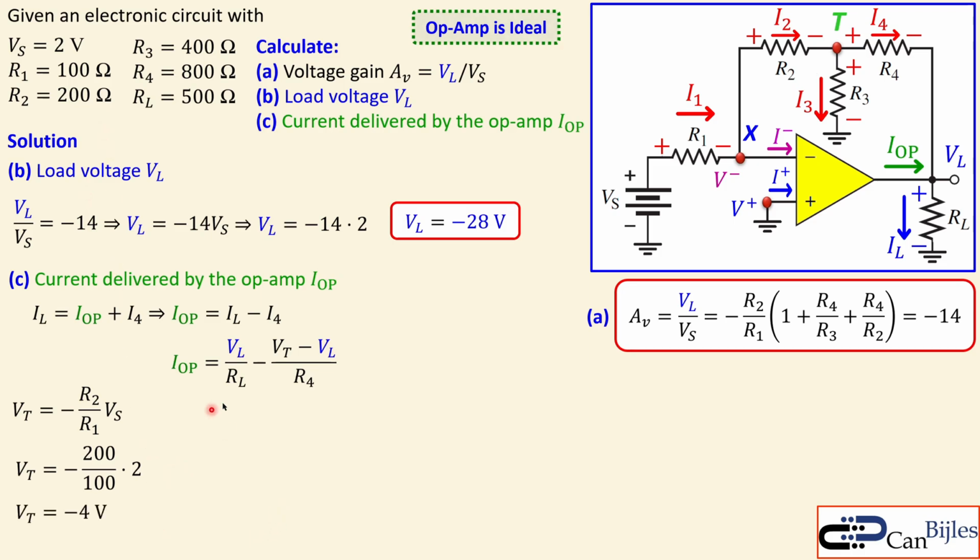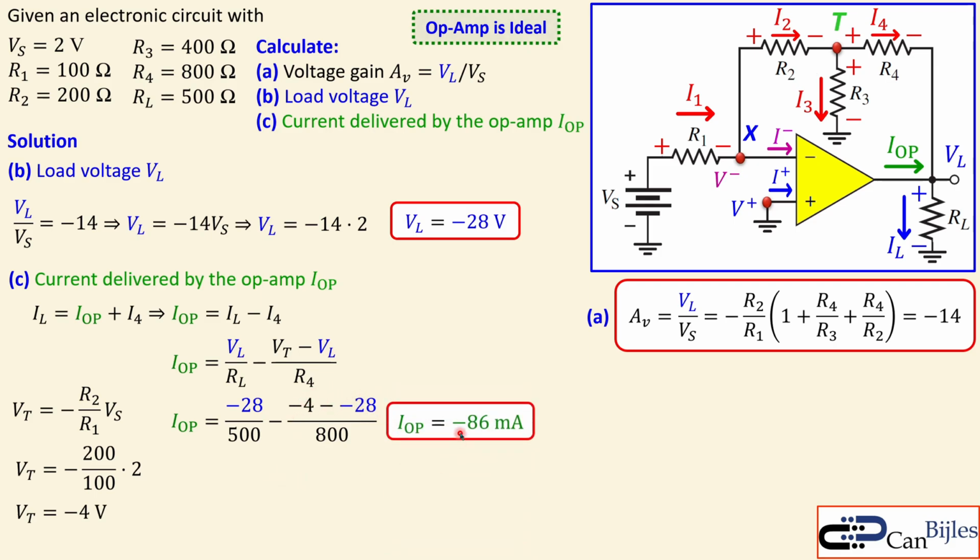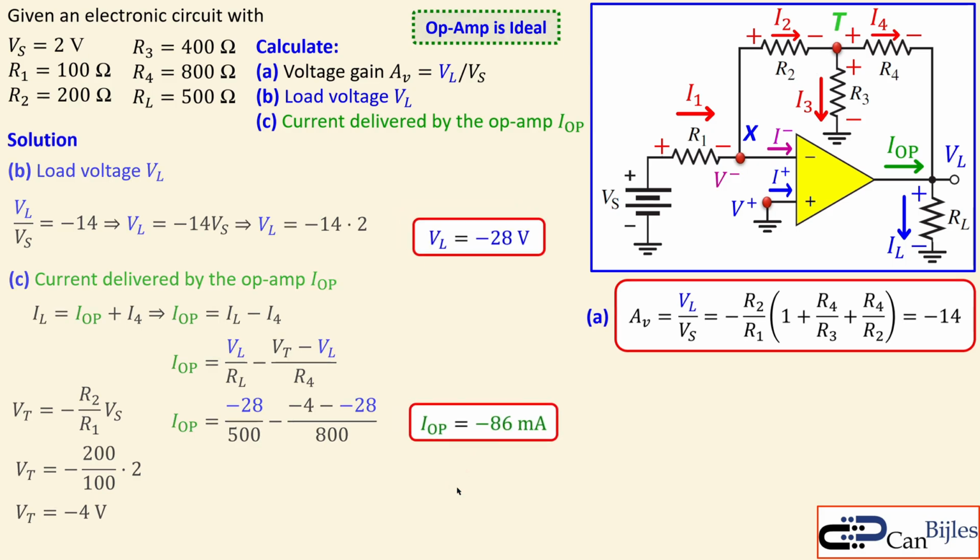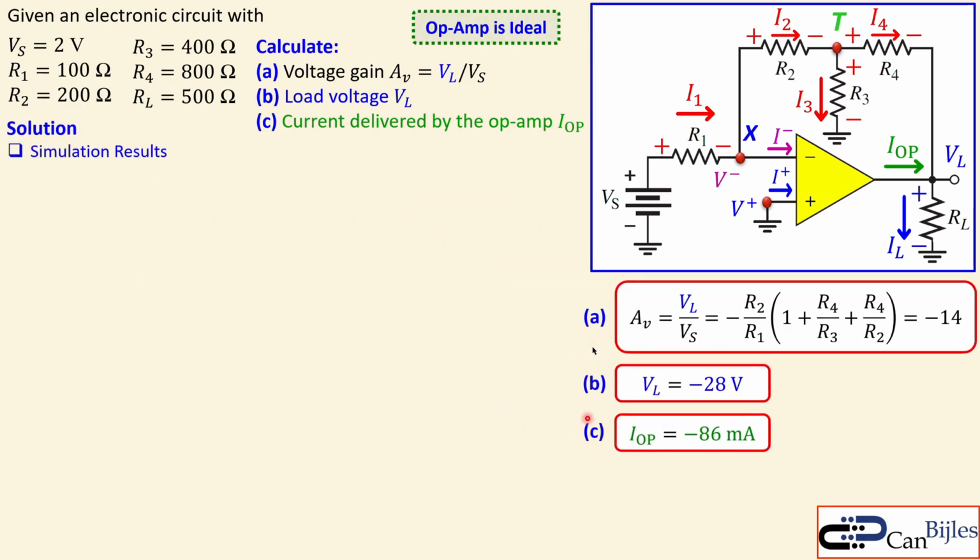So now we can say, let's substitute everything we have now. And be careful of the minus signs, because we have a minus sign here and also a minus sign of the VL itself. So we get a plus here. So if I do the math here correctly, I will get minus 86 milliamps. The op-amp will now deliver this minus 86 milliamps. Okay, now collect these 3 results, A, B, C, for this example.